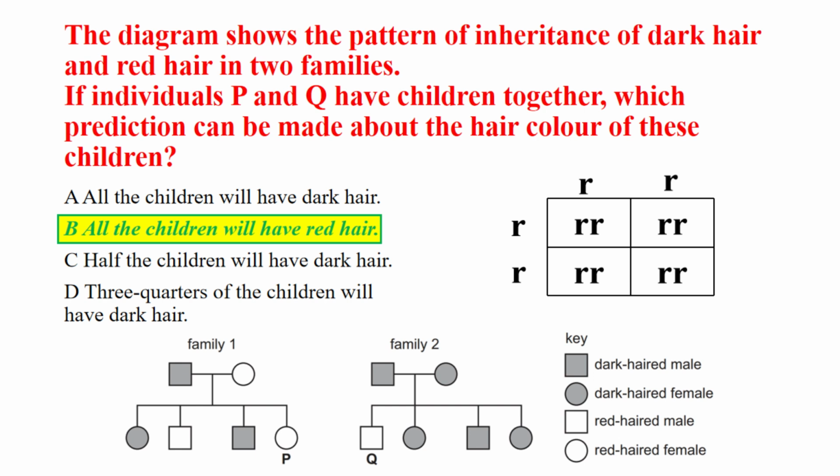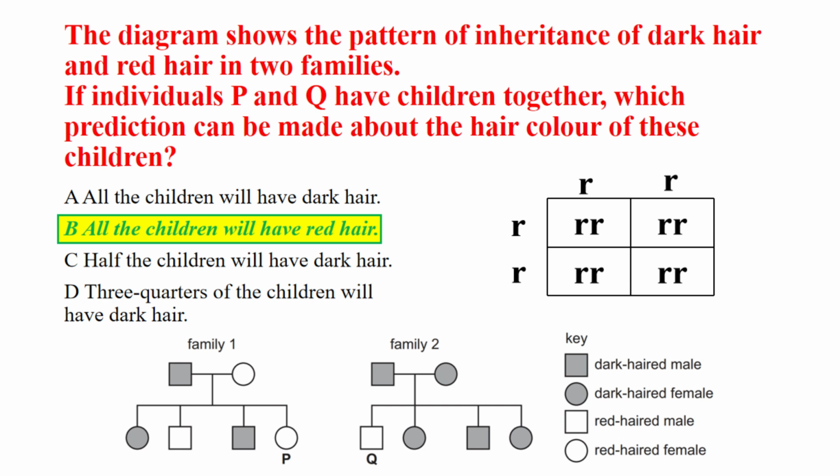Now, let's look at Q from family 2. Q appears to have dark hair, but the family diagram shows that one of his parents had red hair. This means that although Q appears dark-haired, the marking scheme suggests that Q is genetically homozygous for red hair, meaning he has 2 red hair alleles, RR, despite his dark hair appearance. This brings us to the key point: Q's appearance may be influenced by factors outside the red hair gene, but genetically, he is RR, just like P.